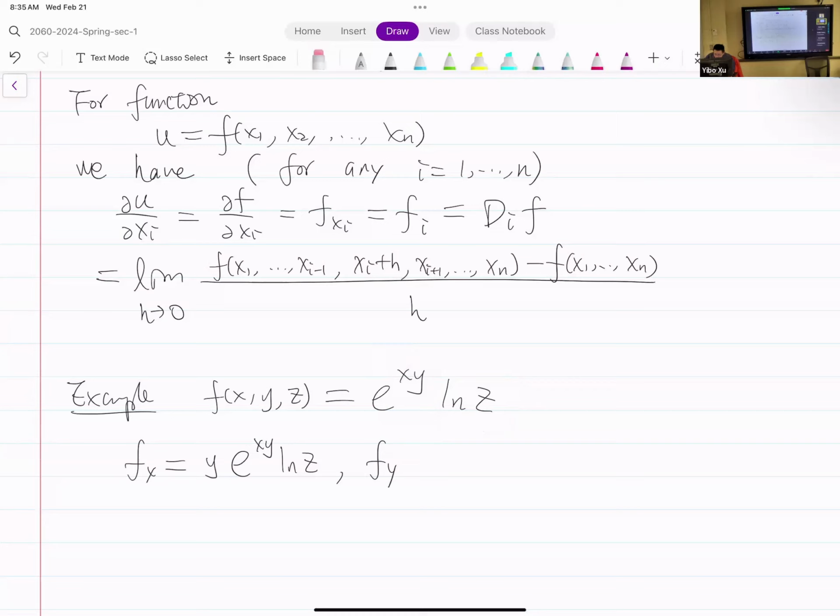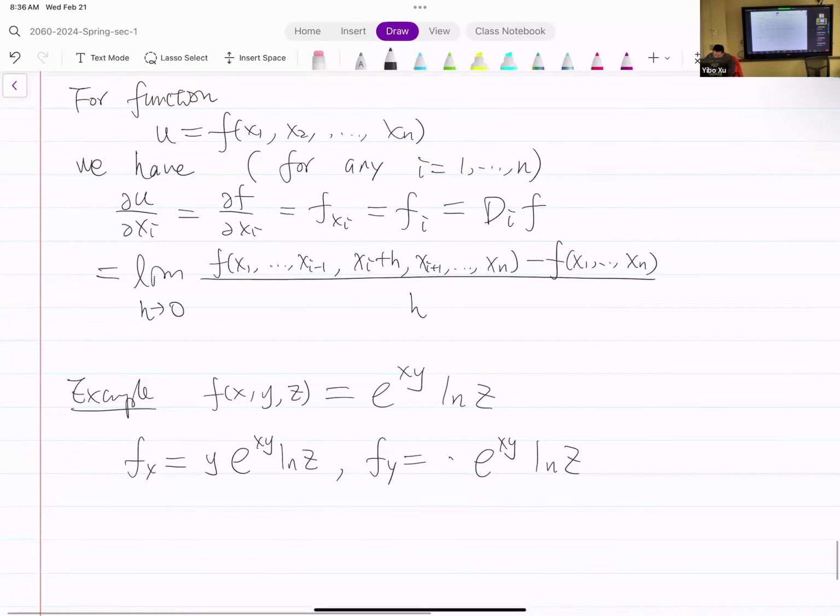So I'm gonna keep ln z, that's a constant multiplied in the front. And then e to the xy, right? X is a constant, y is changing, so it's a composition. The inner is a linear function, x times y, the outer is the exponential. So I'm doing the derivative of the outer, evaluate the inner, and then I do the derivative of the inner, which here is x because I'm doing the derivative of the straight line. Okay.